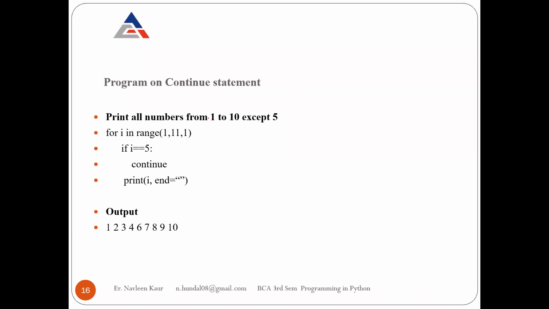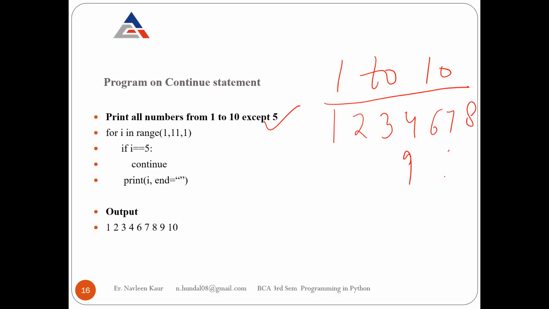So, the same program where we were printing numbers 1 to 10. Now we will print numbers 1 to 10, but I will not print 5. It means the output will be 1, 2, 3, 4, then 5 will not be printed, then 6, 7, 8, 9, 10. It means when 5 comes, I have to apply continue. So can you see the same I in range 1 to 11, step 1? Now, if I becomes 5, I have to apply continue. Otherwise, the normal print statement will work.